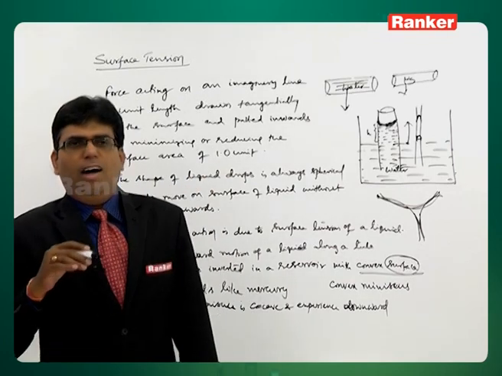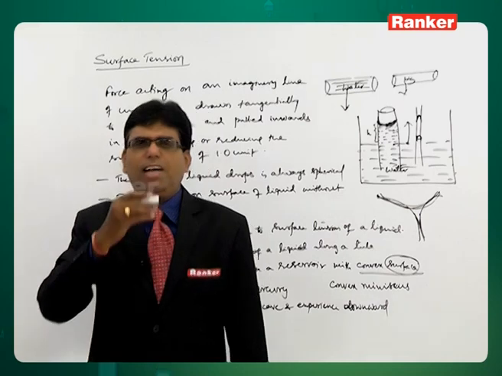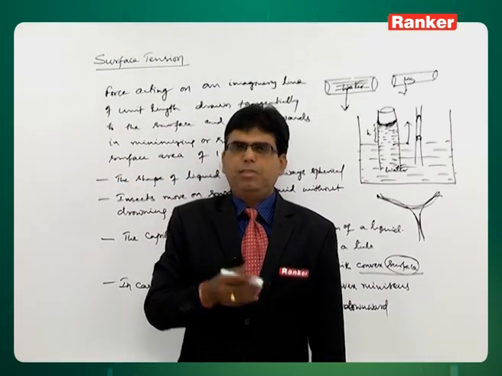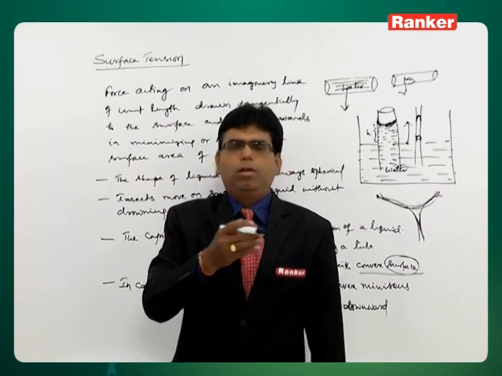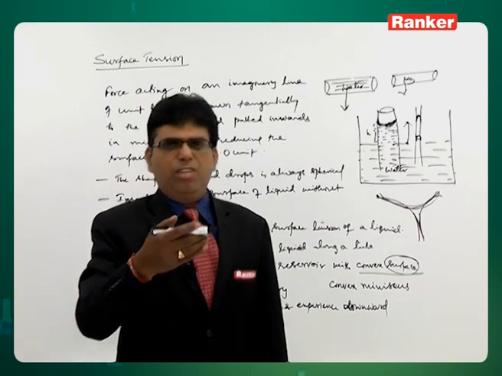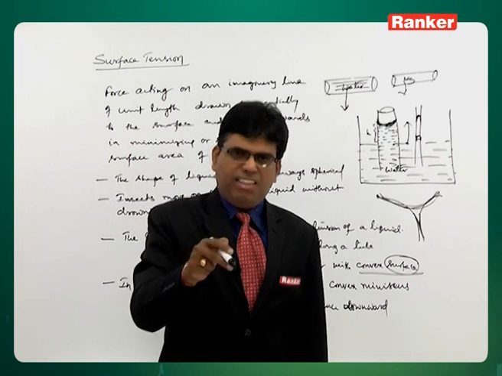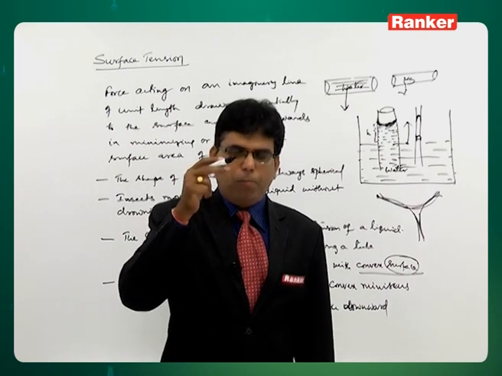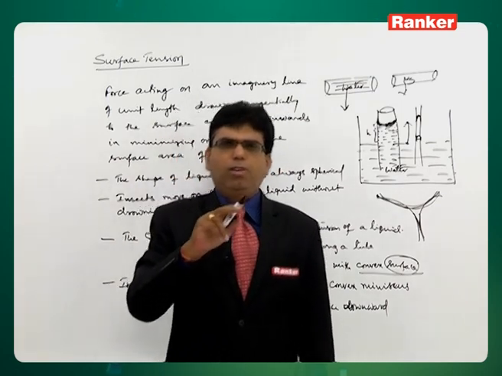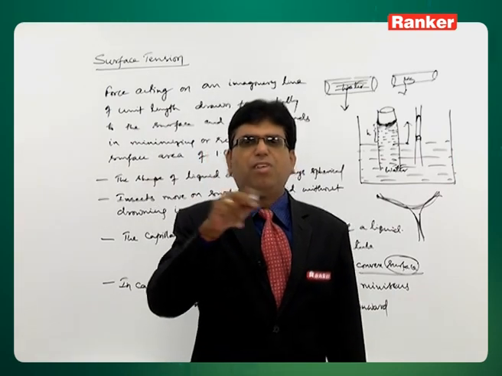And adding certain chemicals will again decrease or increase the surface tension. For example, surfactants, the addition of detergents, which in general we call a surfactant. From that property called surfactant, the detergents also have trademarks like Surf. So that Surf is actually a surfactant.